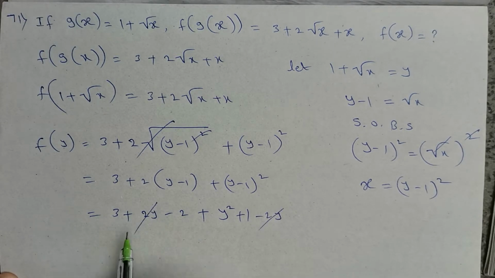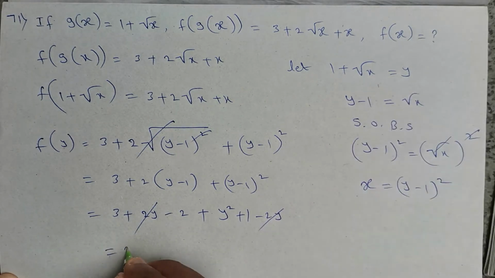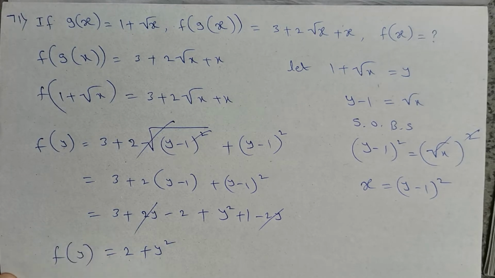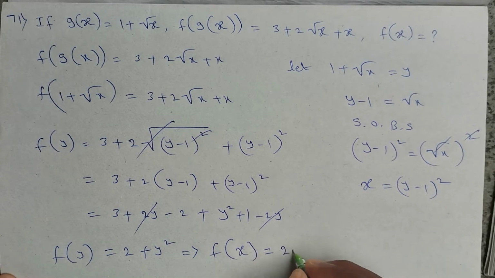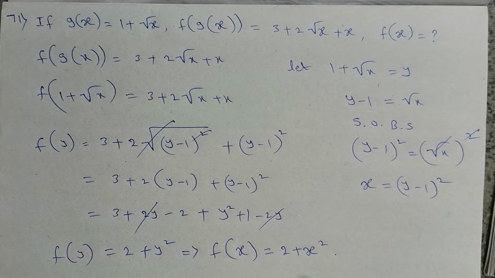Plus 2y minus 2y cancel. So we remain with 3 minus 2 is 1, 1 plus 1 is 2, 2 plus y square. So f of y is equal to 2 plus y square. Then f of x is equal to, simply in the place of y substitute x, 2 plus x square. So f of x value is 2 plus x square.